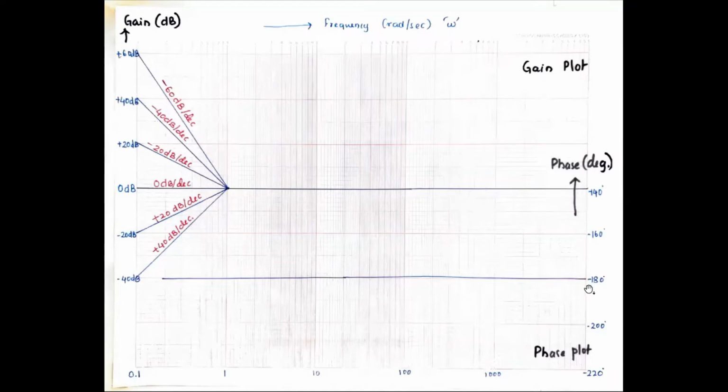In the Bode plot, there are two separate plots. One is the gain plot, another one is the phase plot. For the gain plot, these are the standard reference lines, and for the phase plot, minus 180 degrees is the baseline. I hope there are no difficulties in this. So I'll straight away move on to the numerical.